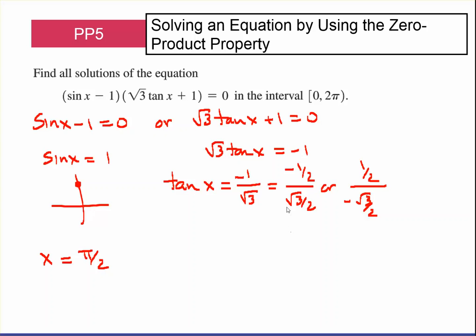Let's see, when would you have a negative there? So let's look at quadrant 2, because I know tangent is positive in quadrants 1 and 3. So I'm going to look in quadrant 2. And in quadrant 2 I got my negative root 3 over 2 and a positive 1/2. But what's my angle that makes that true? Think I heard it, 5 pi over 6?